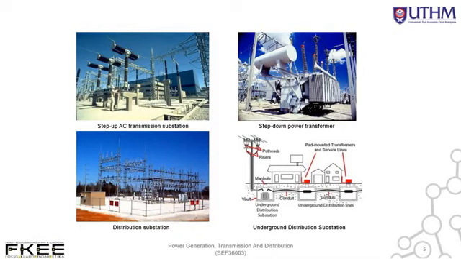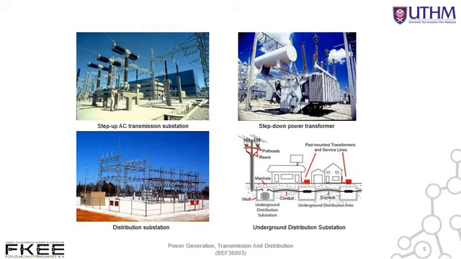Basically, there are four types of substation. The first one is the step-up transmission substation. The second one is step-down transmission substation. The third one is distribution substation. And last but not least, an underground distribution substation. However, the electrical system also has substation that will combine two or more types of substation.